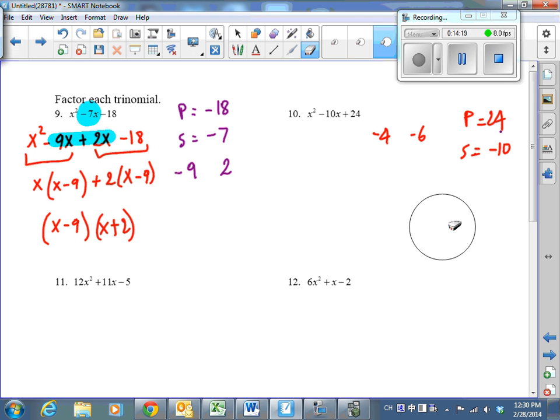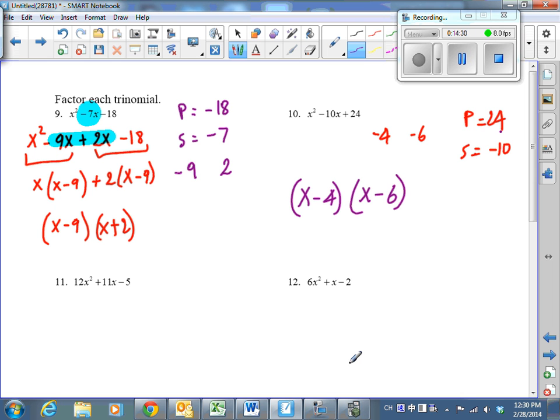Now, because I have no number in front of x squared, I will jump straight to the conclusion and say it's x minus 4 and x minus 6. When you have no number in front of x squared, you can go straight to the conclusion. If you have a number, it's a whole different story. Hopefully we get one of those. Yes, number 11.